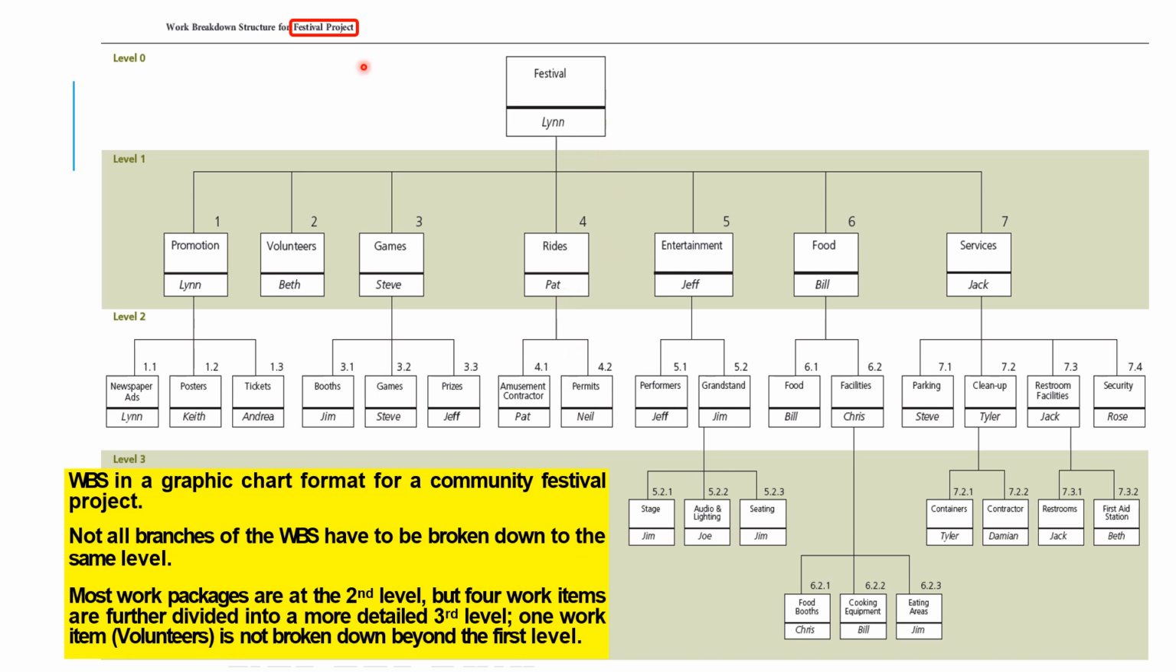So you can see this, for example, for a festival project. Let's say you will become a project manager, an event manager in the festival event. So people ask you to prepare the festival event for their couples and so on. So let's say you want to prepare, so you break it down into 7 big tasks. That is what we call promotion, volunteer, games, then rides, entertainment, foods, and services.